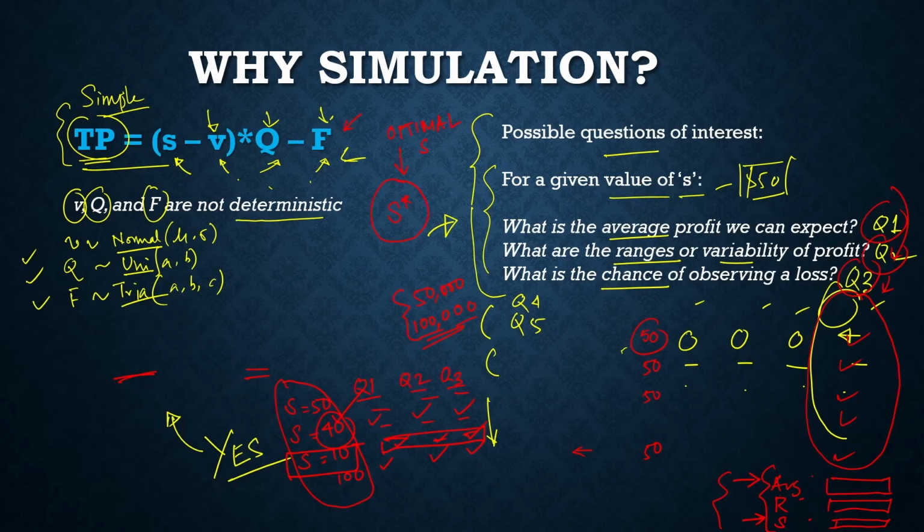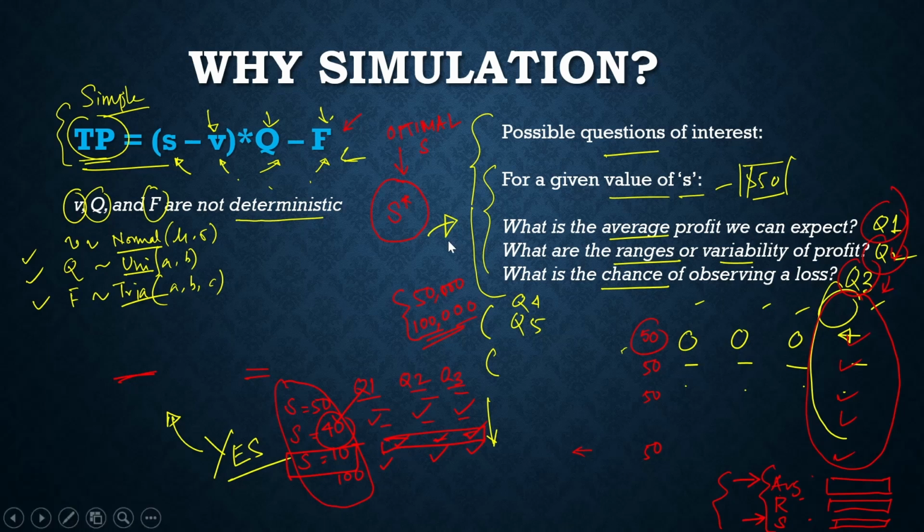Then we discussed every aspect of it, that means the deterministic and non-deterministic parts of the equation. The unit variable cost, demand, and fixed costs are not deterministic and are probabilistic in nature, and we need to answer certain questions, basically multiple questions. So there is not only a single objective but there can be multiple objectives to answer.